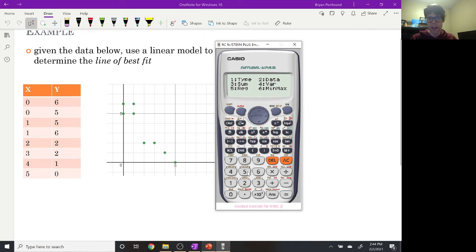But let's go ahead and click number 5 and take a look at what's inside here. So we're going to be working with 1, 2, and 3. So A represents our y-intercept, B represents the slope of the line of best fit, and R is going to represent the correlation coefficient, which we'll talk about in a moment. But let's go ahead and try to get A and B. So for A, I get 5.79.